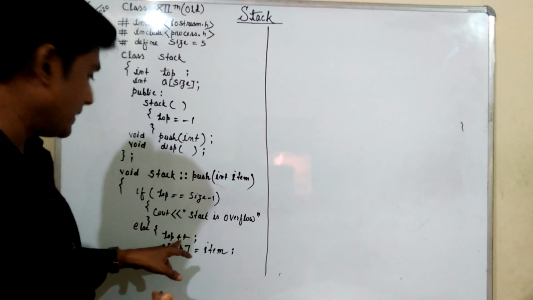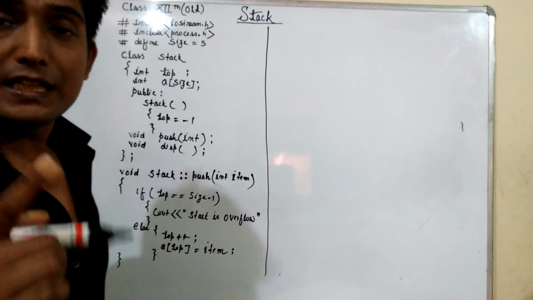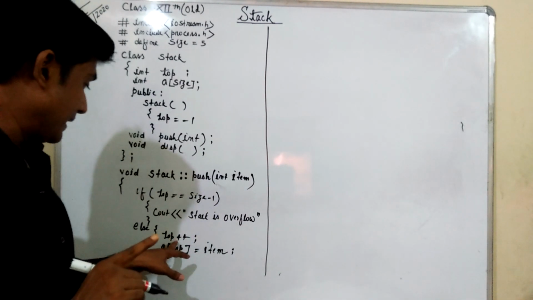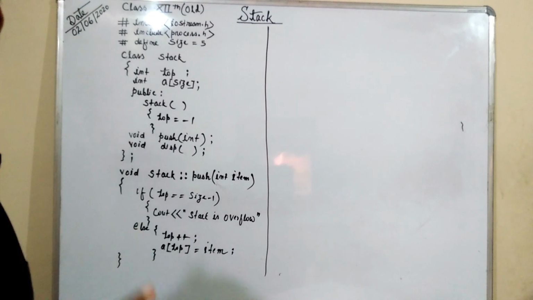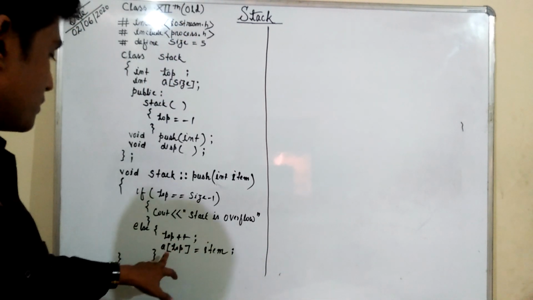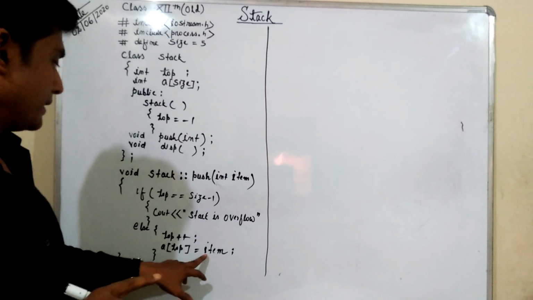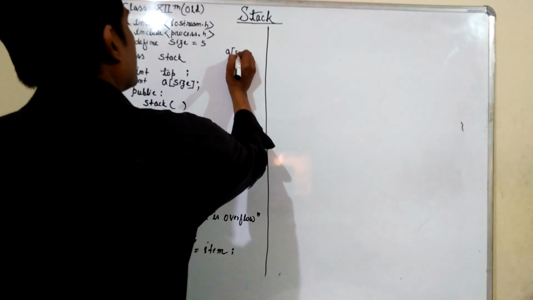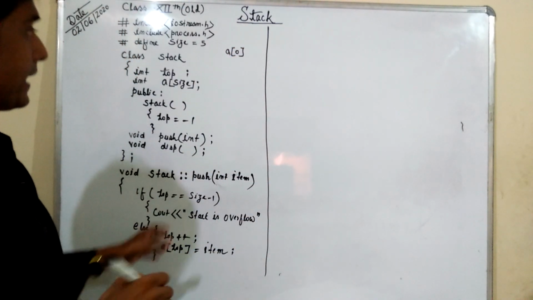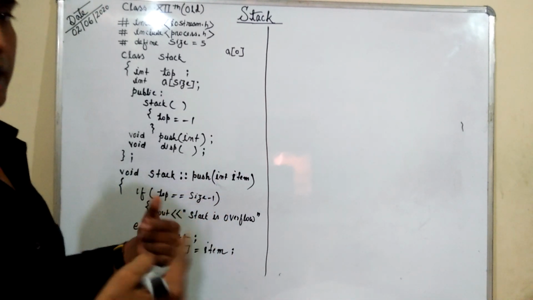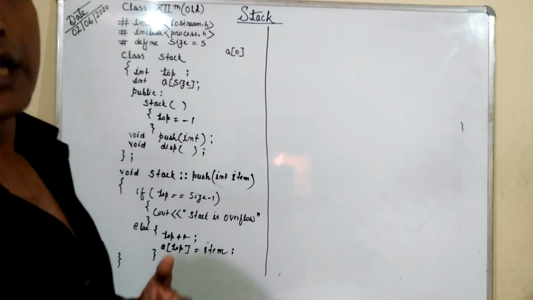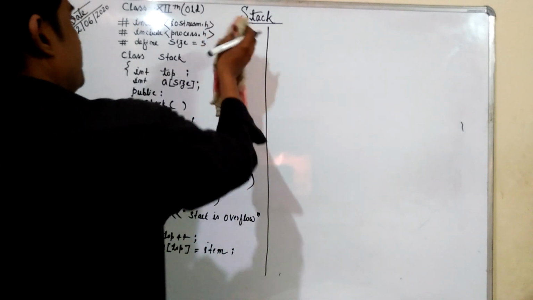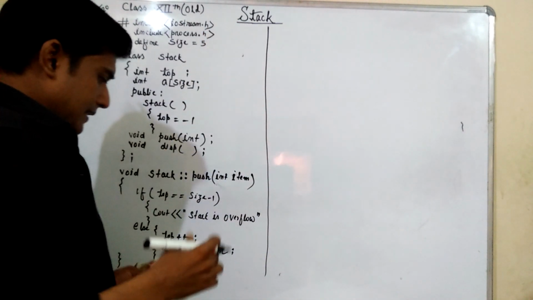So here top plus plus means we are going to increment by 1. So my top will be -1 plus 1, which means 0. So top will be 0. So A0, whatever item we use will be placed at A0. Okay, again we use it, so what will happen? Top plus plus means A0, then A1, then A2, then A3, up to the fourth position. It will be continuously inserted.